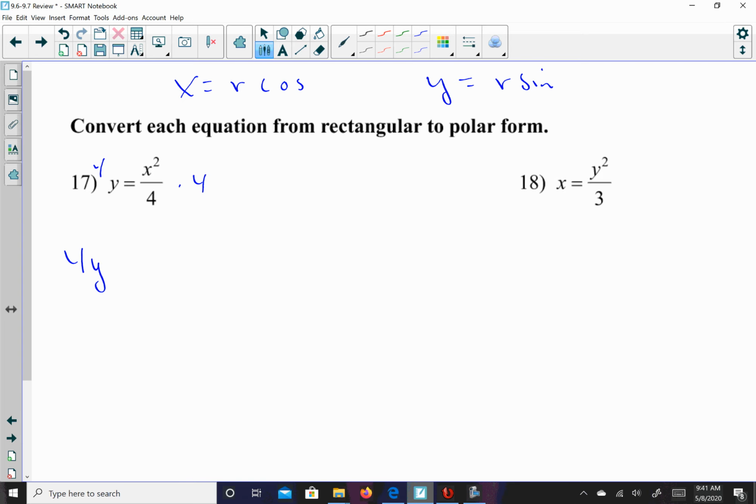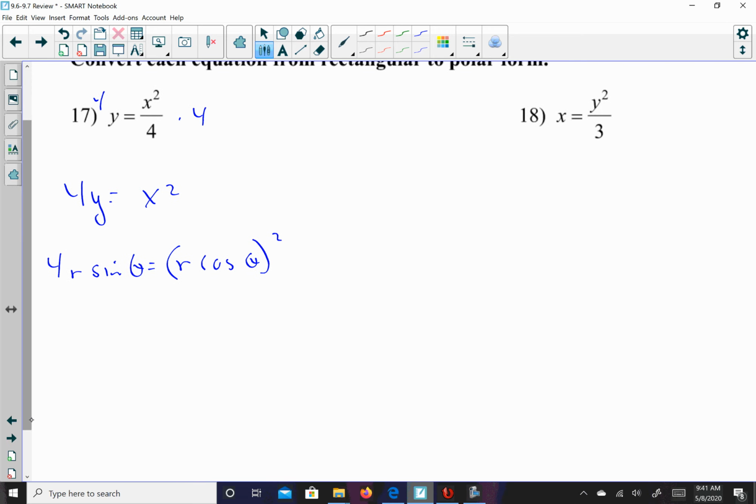So I'm going to have 4y is equal to x squared. Replacing this y, I'm going to have 4r sine theta. And then since this is squared, I'm going to have r cosine theta, but that's going to be squared. So when I square that, I'm going to have r squared and cosine squared.